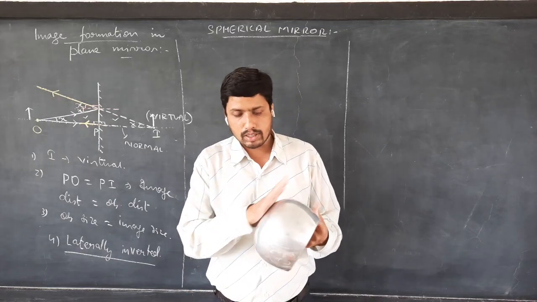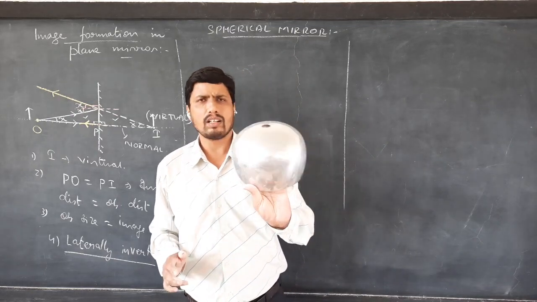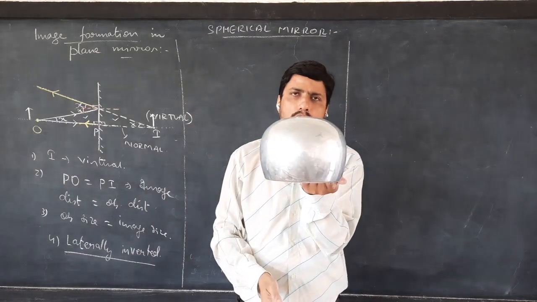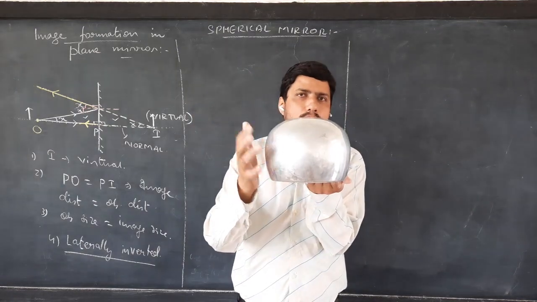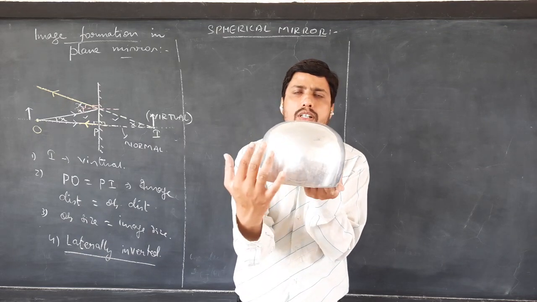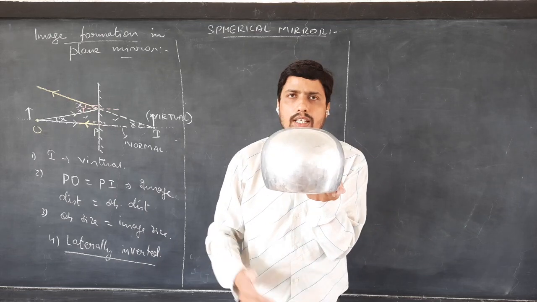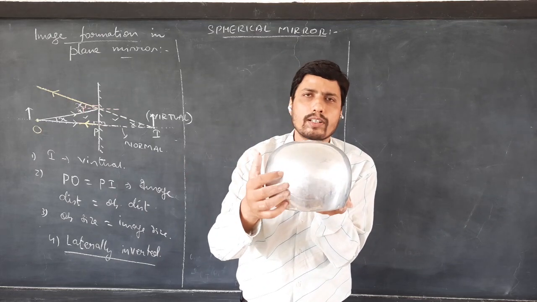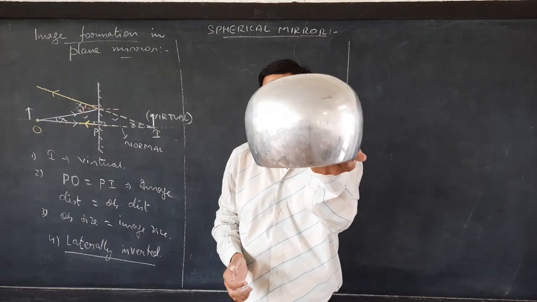Now, if you see carefully, I think you can see some reflection in this particular surface. So it is not highly polished, but still it can be considered as a reflector. Now this reflector is not a plane surface. It is a convex surface. So this kind of mirrors or reflectors we will call convex mirrors.